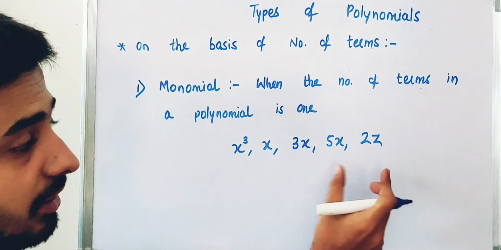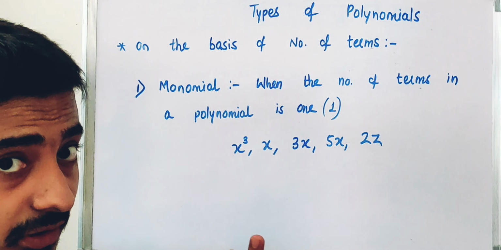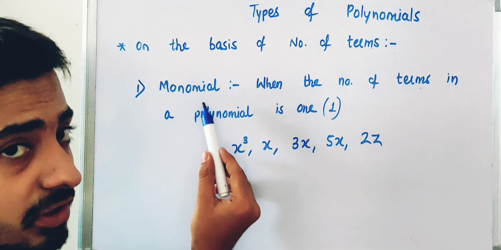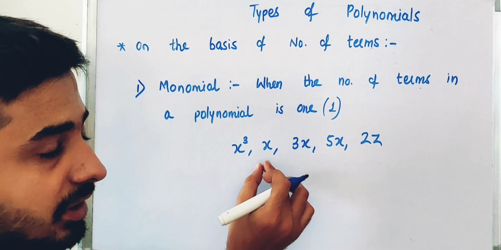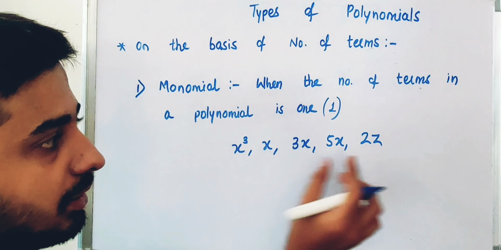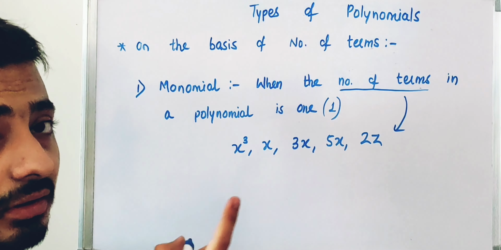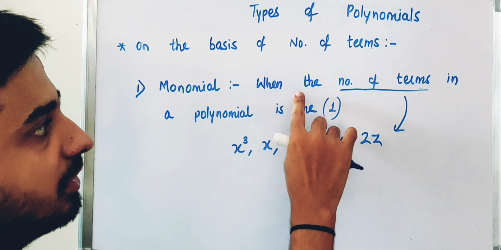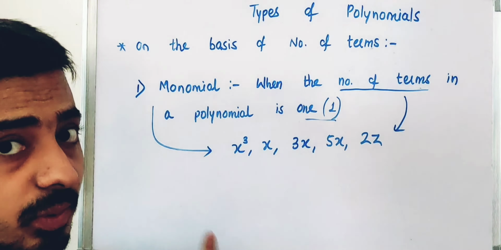How many terms are in this? The number of terms is only 1, regardless of the power. Whenever the number of terms in a polynomial is 1, this is known as monomial. The power of the variable can be anything, whether it is a linear, quadratic or cubic polynomial, but we are talking about the number of terms. There is only 1 term, so this is known as monomial. Clear? Whenever the number of terms in a polynomial is 1, then it comes under the category of monomial. Clear? Second one.